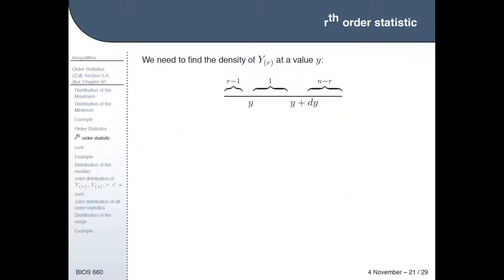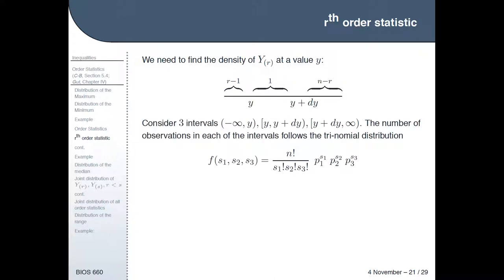So how do we do that? Well, we need to find the density of the rth order statistic at a given value y, and this picture is designed to help you visualize the motivation for this. Say we have three intervals: one goes from minus infinity to y, one goes from y to y plus dy, some small delta step, and the last goes from y plus dy up to infinity.